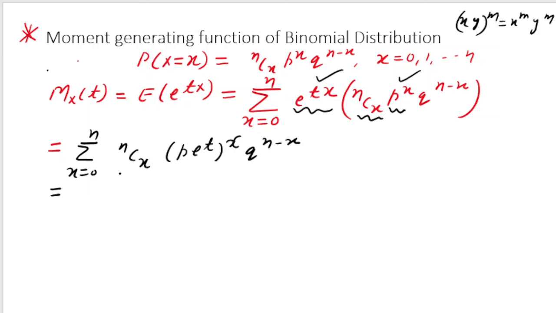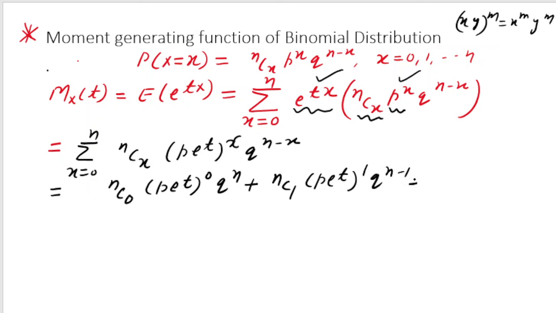Now if you write its expansion, what is the first term? If I take x is equal to 0, I will get nc0 (p e to the power t) to the power 0 and q to the power n. If I take x is equal to 1, I will write nc1 p into e to the power t to the power 1 and q to the power n minus 1, and so on. If I write the last term, x is equal to n, so this will become ncn (p e to the power t) to the power n and q to the power n minus n, so it will become 0.